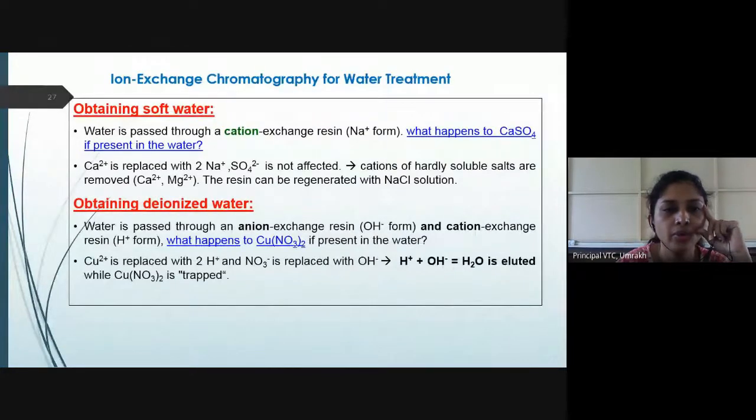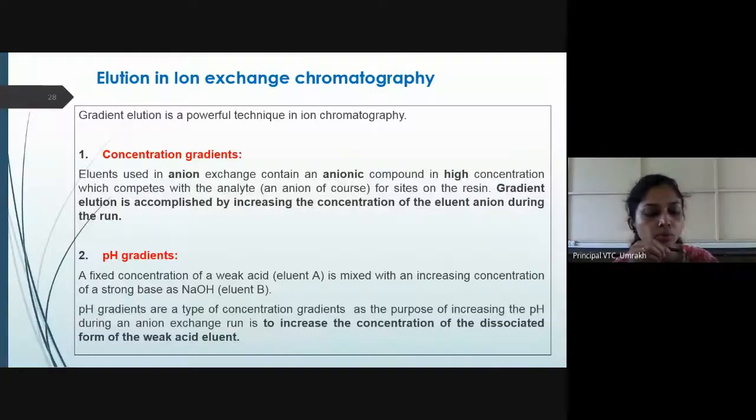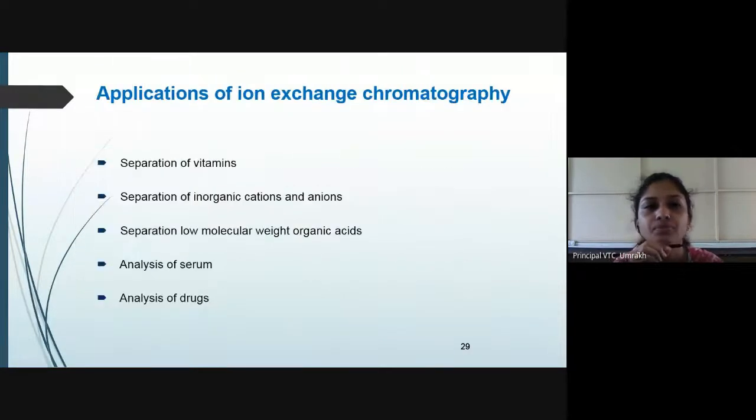Cation exchange chromatography is used for obtaining soft water as well as for deionization of water. Elution in ion exchange chromatography is done through gradient elution by changing the composition during the chromatographic run. There can be a concentration gradient or a pH gradient.